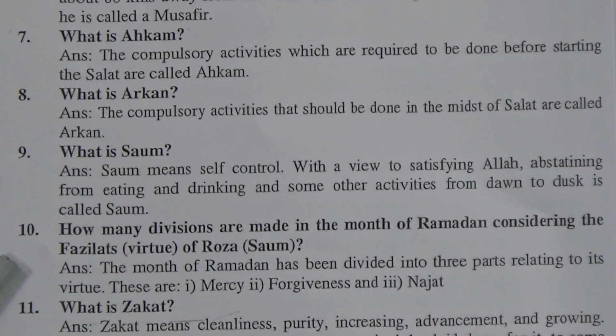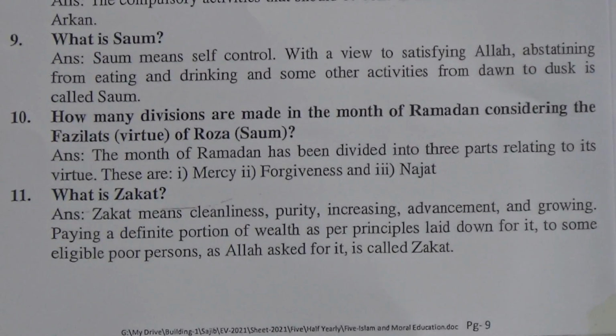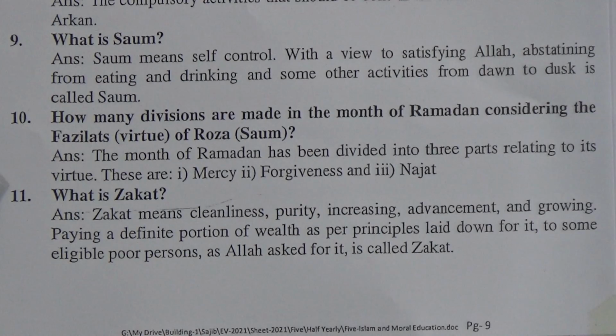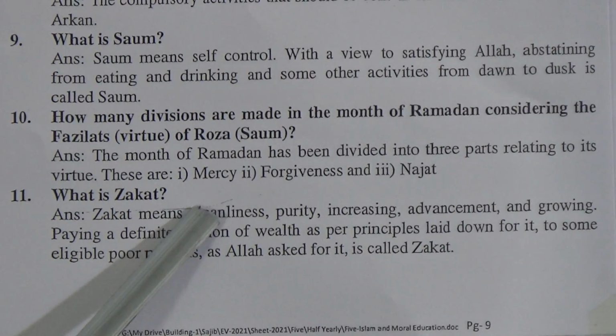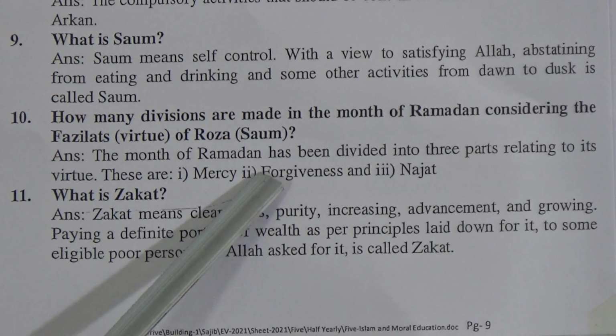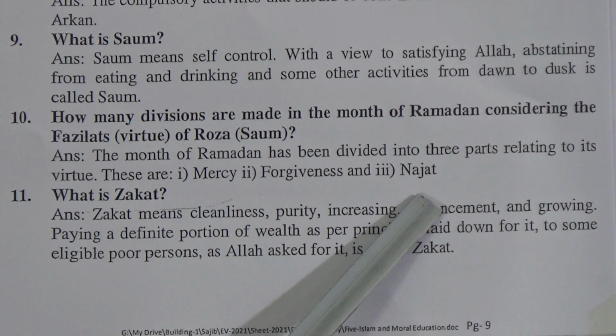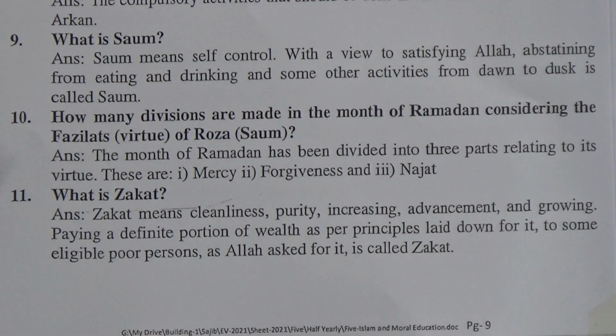Now number 10, how many divisions are made in the month of Ramadan considering the fazilat, virtue of Roza? So you have to write how many divisions are made in the month of Ramadan, considering the fazilat. The month of Ramadan has been divided into 3 parts relating to its virtue. These are mercy, forgiveness and nazat. It's very near of the Ramadan. Mercy means rahmat, forgiveness means magfirat, khoma, and then last one is nazat. Nazat means freedom from the hell. So these are the 3 divisions regarding the fazilat.